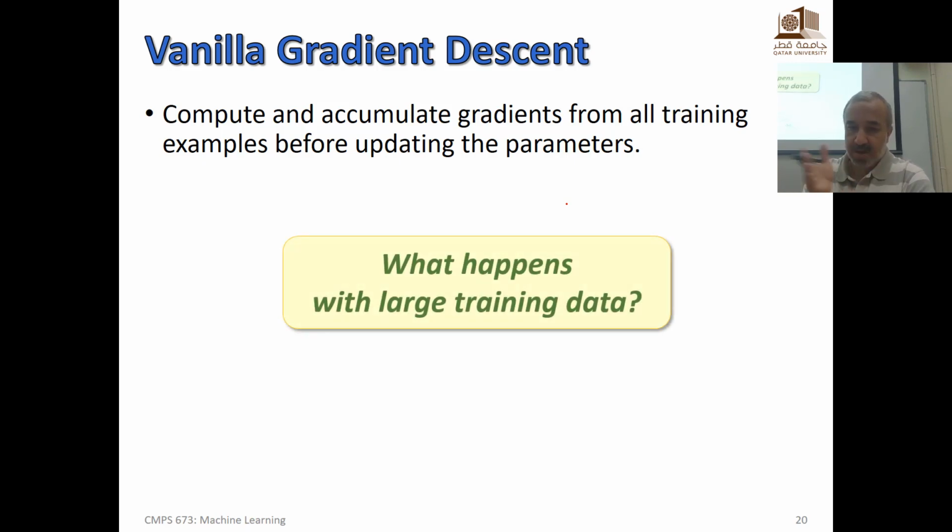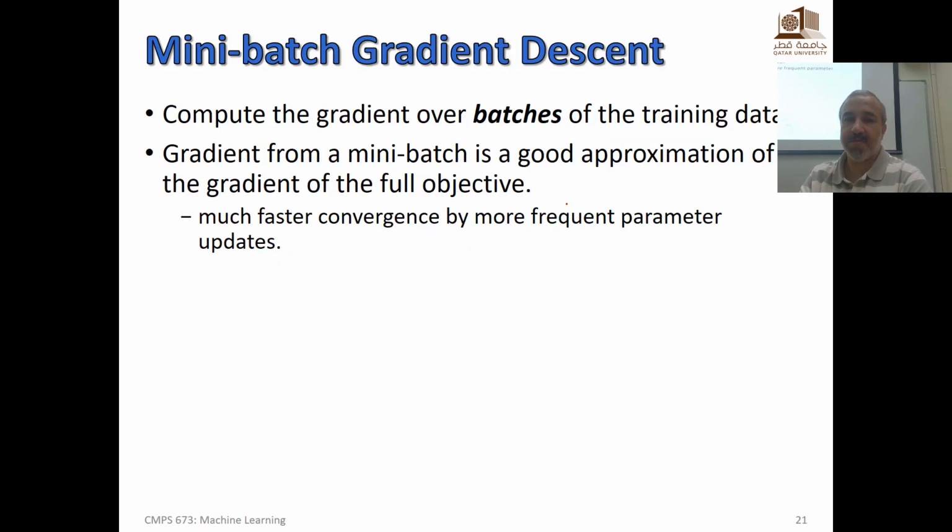If I go through all the training examples before I update the model, that would be a waste of time if the training set is very large, and that sometimes happens. So we will not update the model until we see all the training examples, which might be millions of examples. So that will make convergence slower, because we'll make updates very slow.